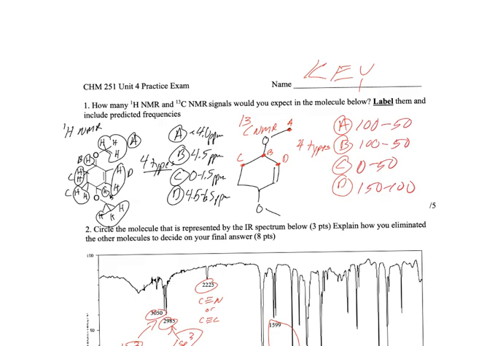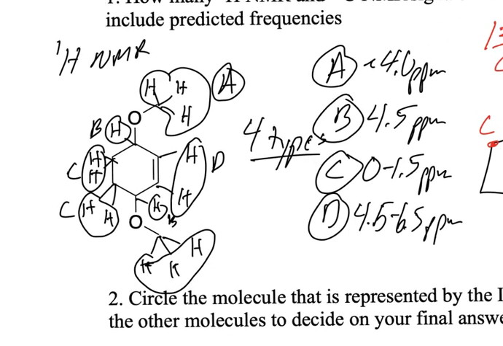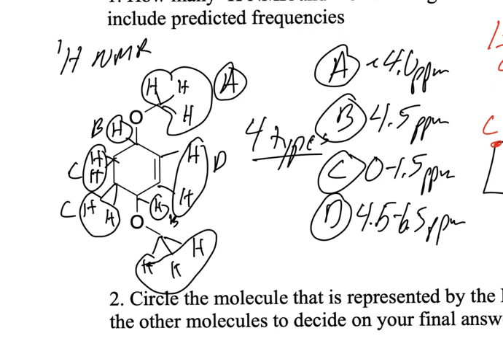So in the proton version, you look in here, you have 4 types. These sets of 4 are the same. These 2 D's are the same, B and A, so 4 types. The frequencies, just using the table again: 4.5. I just said it would be a little higher because it has both. It's both allylic and next to the oxygen. B is a little higher. C is just saturated, and then D is that vinyl, 4.5 to 6.5.